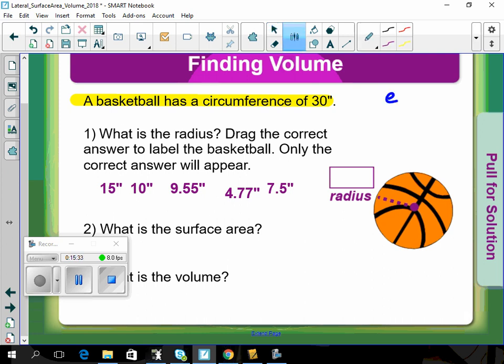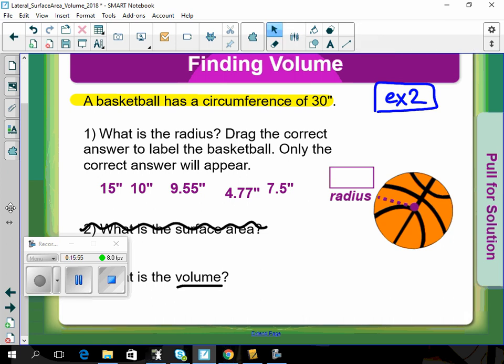Okay, so example 2. This is actually our last example. Kind of nice. I only want you to draw or write, you can draw the picture, the basketball, and then what's highlighted, okay? A basketball has a circumference of 30 inches. And we're just going to find the volume. What is the volume?